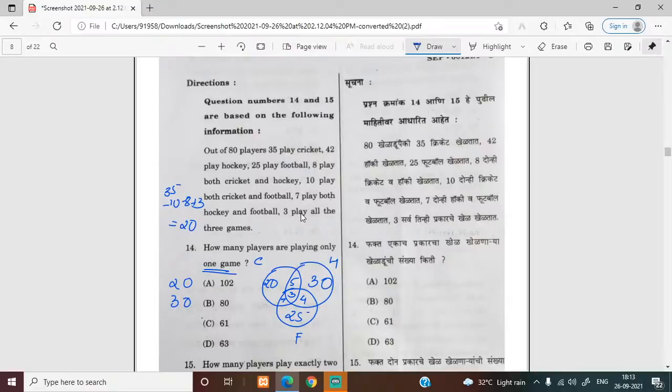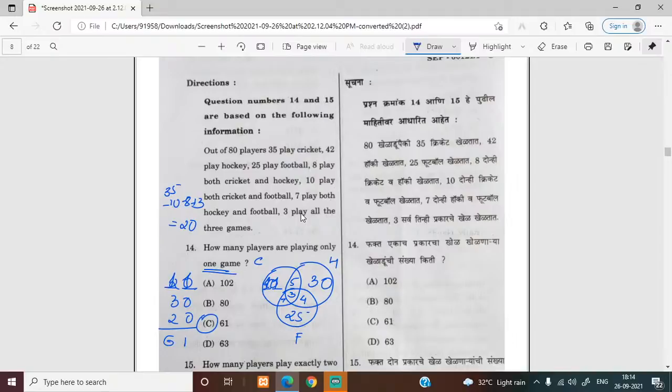Okay, students, sorry, it's going to be 11 here. Sorry, it is going to be 11. So 11 plus 30 plus 20, it is going to be 61. So here C is the right answer. C is the answer to how many players are playing only one game.